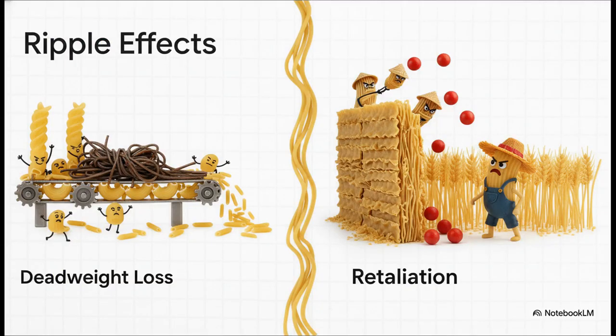And the ripple effects don't stop there. Now, while the government is for sure collecting customs revenue, it's often offset by two major factors. The first is economic deadweight loss. This happens when tariffs distort natural comparative advantage. They drive economic resources into less efficient domestic production, which just creates broad market inefficiencies. It's like trying to force a square peg into a round hole.